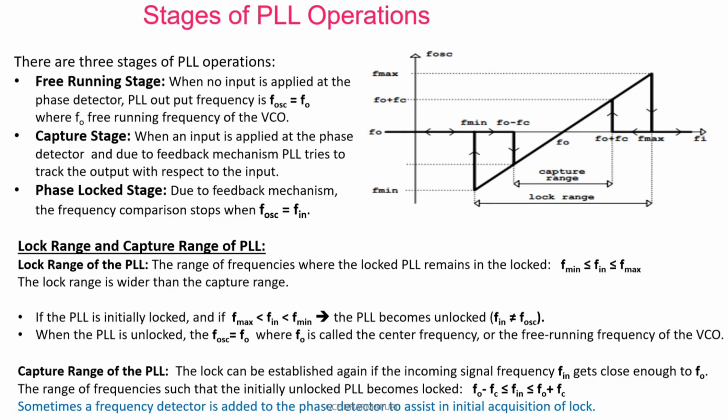The capture frequency of PLL. The lock can be established again if the incoming signal frequency Fin gets close enough to F0. The capture range is the range of frequency such that an initially unlocked PLL becomes locked. Sometimes a frequency detector is added to a phase detector in order to assist in initial acquisition of lock.